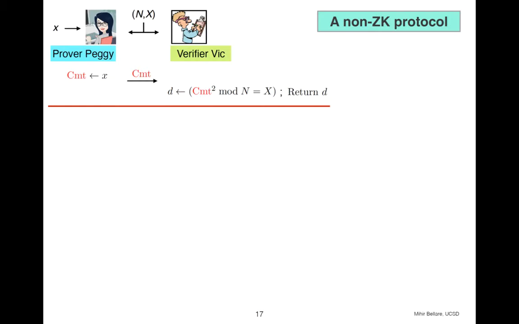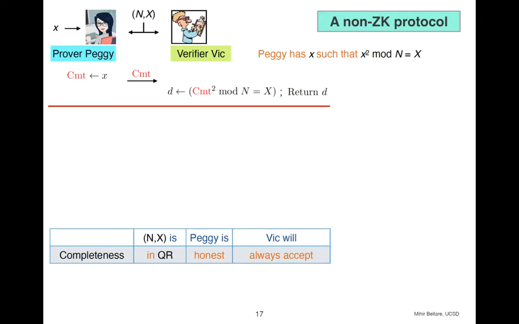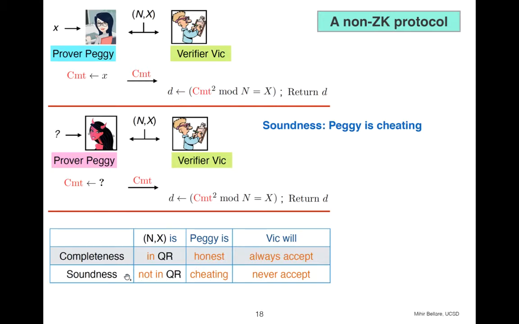What properties does this protocol have? It's very good for completeness and soundness, but other properties are more challenging. In particular, if n, x is a quadratic residue and Peggy follows the protocol, certainly Vic will accept, because here he gets the square root of big X and he squares it, and of course he gets back big X. But it also has soundness. Now, this is a simple example where we can learn to think about soundness a little bit, so let's look at it in a little more detail.